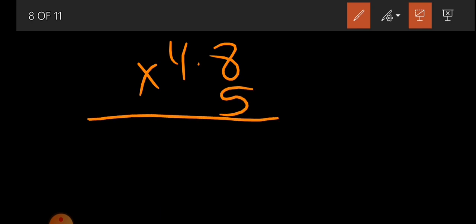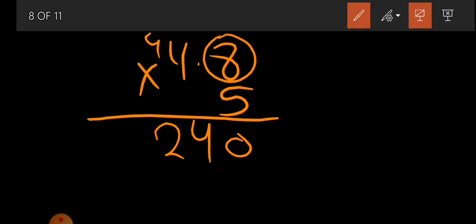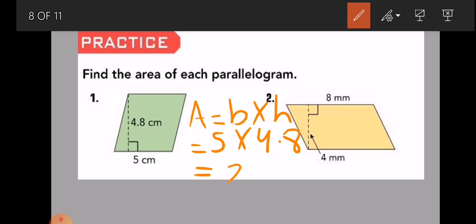Let's multiply. If you have a decimal, ignore it while multiplying. Then we will put the decimal after we finish. 5 times 8 is 40. 4 times 5 is 20 and 4, 24. Then the decimal after one place. So I will come here after one place, put my decimal. So the answer is 24. 24 what? Let's see, the unit is centimeters, so my area is centimeter squared.